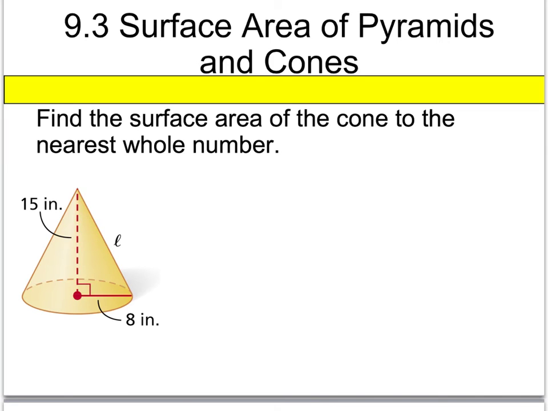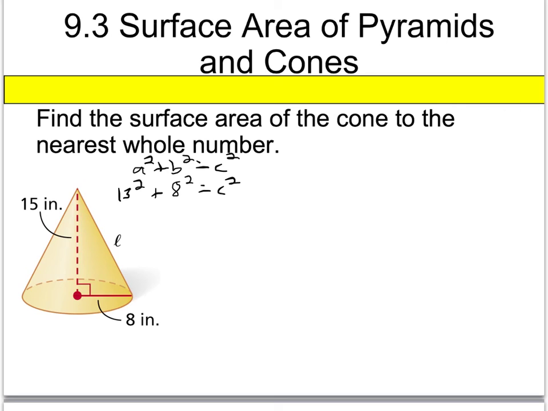Now you have this 15, that is the height of our cone. We have this 8, that's the radius of our cone. When we square those, we can solve for the slant height. So again, using that Pythagorean theorem of a squared plus b squared equals c squared, we solve by taking 15 squared plus 8 squared equals c squared.